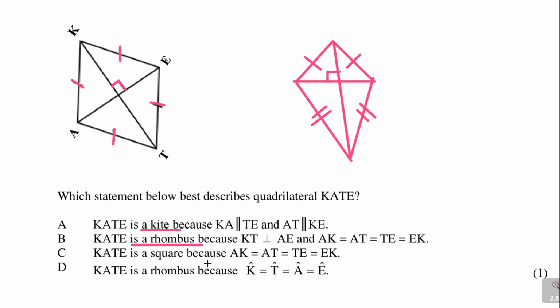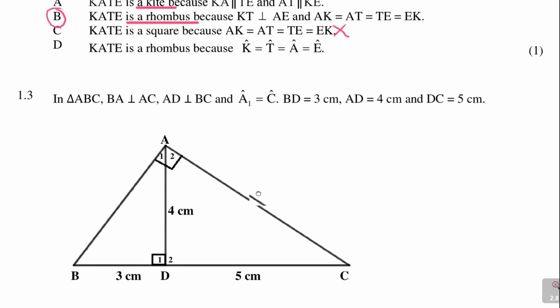KAT is a square because AK is equal to and so on. It meets the condition of a square, but it is not. And then KT is a rhombus because K is equal to T is equal to and so on. The best answer becomes B, because the diagonals of a rhombus bisect and all sides are equal. So the answer there becomes B. Alright, and then there is the next question.